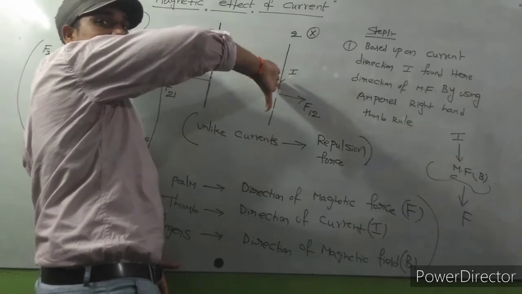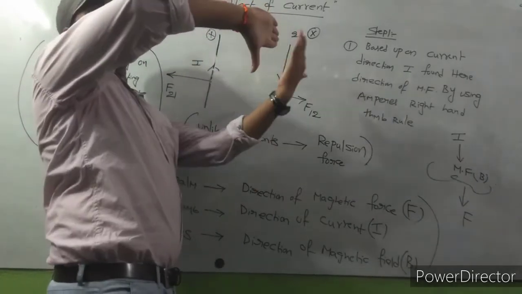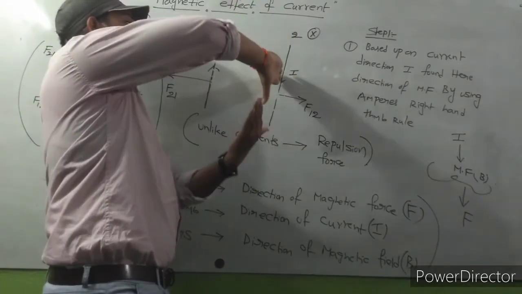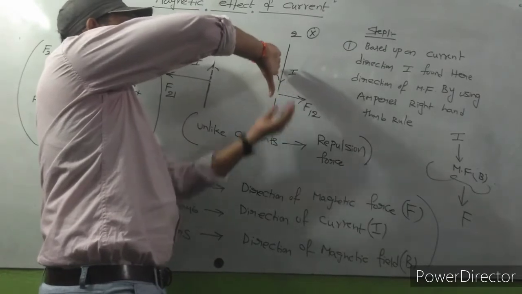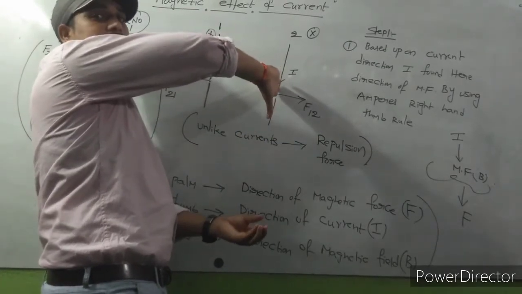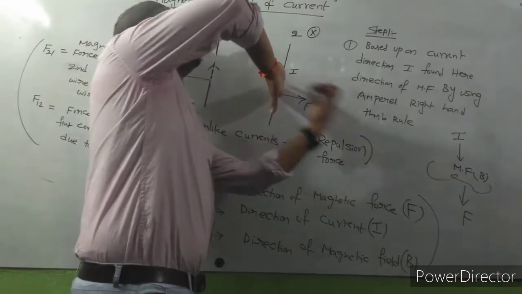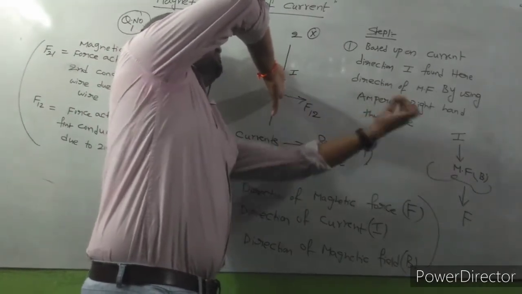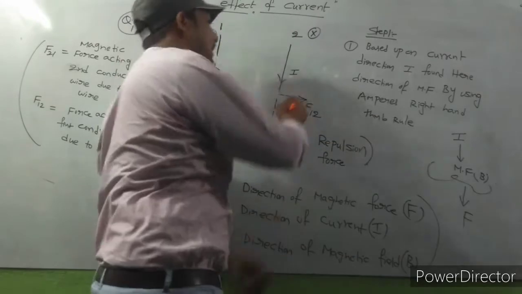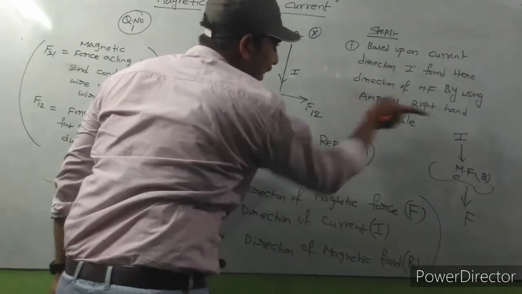Like this only. Now we are placing fingers indicating into the face. Thumb indicates current direction. Current is downward. That's why we are placing like this. Okay. So now magnetic force is indicated by the palm direction. Palm is in this direction. So magnetic force is acting in this direction.